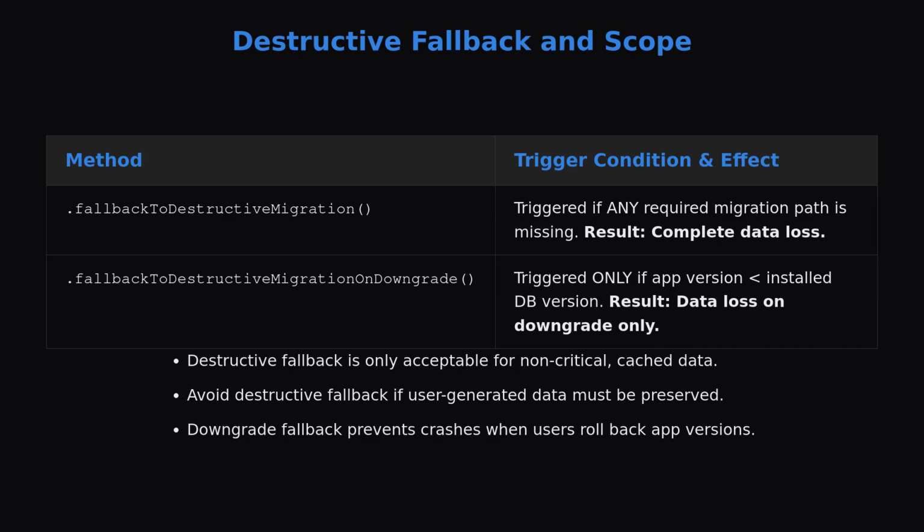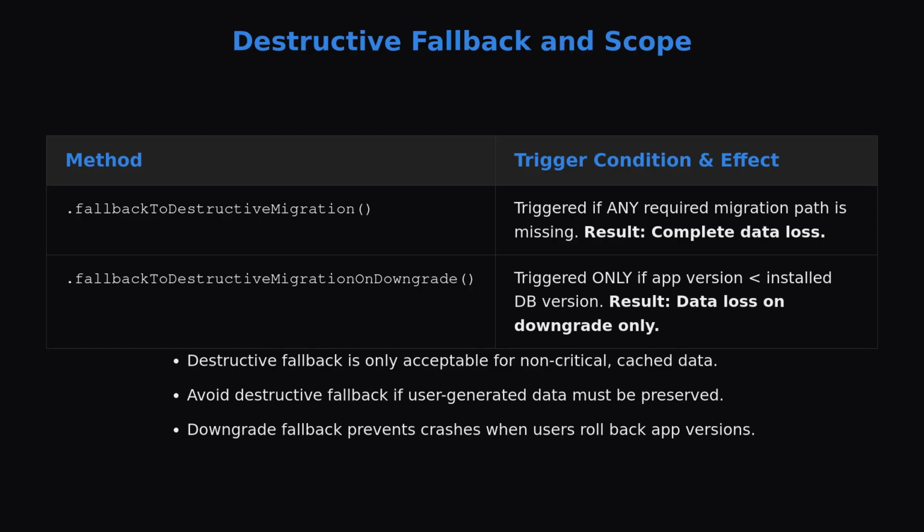The fallbackToDestructiveMigration method instructs Room to drop the entire database and recreate it if a required migration path is missing. This mechanism results in complete data loss and is only acceptable for non-critical, cached data that can be easily re-fetched. If user data must be preserved, this destructive fallback must be strictly avoided.